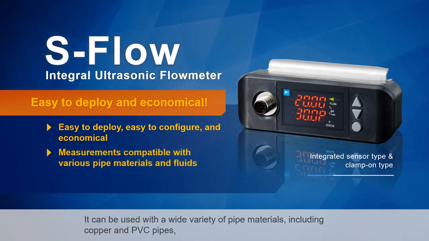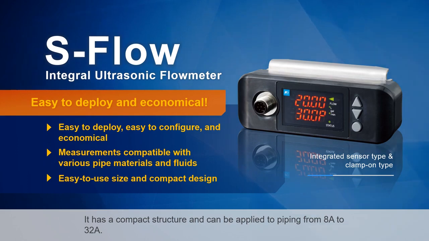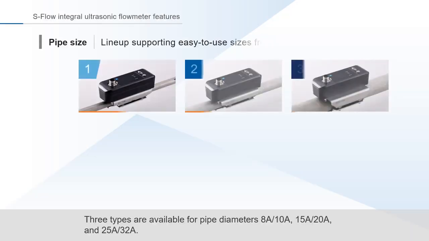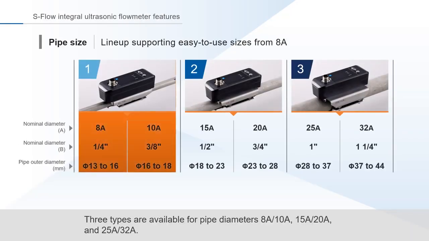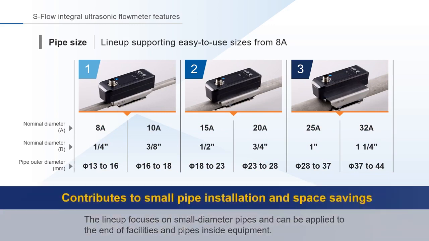It can be used with a wide variety of pipe materials, including copper and PVC pipes, and can measure various fluids, such as corrosive and high-pressure fluids. It has a compact structure and can be applied to piping from 8A to 32A. 3 types are available for pipe diameters 8A 10A, 15A 20A, and 25A 32A. The lineup focuses on small diameter pipes and can be applied to the end of facilities and pipes inside equipment.